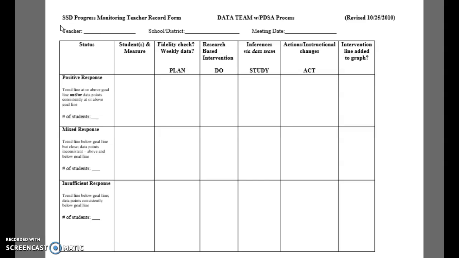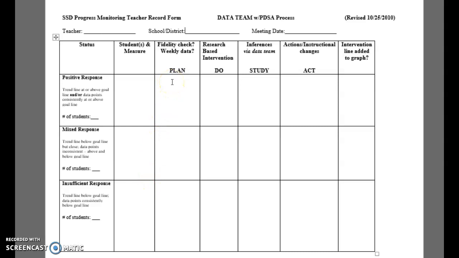For example, I could use this form to guide my data team discussion and compare data findings around a reading group, let's say. First, I would describe my group of students, how many students I have in the group, in the measure, noting their responses as it relates to the trend line and goal line in our graph for this cycle. Are we at or above our trend line? Am I having mixed responses? Or insufficient, which means I'm below that trend and goal line.